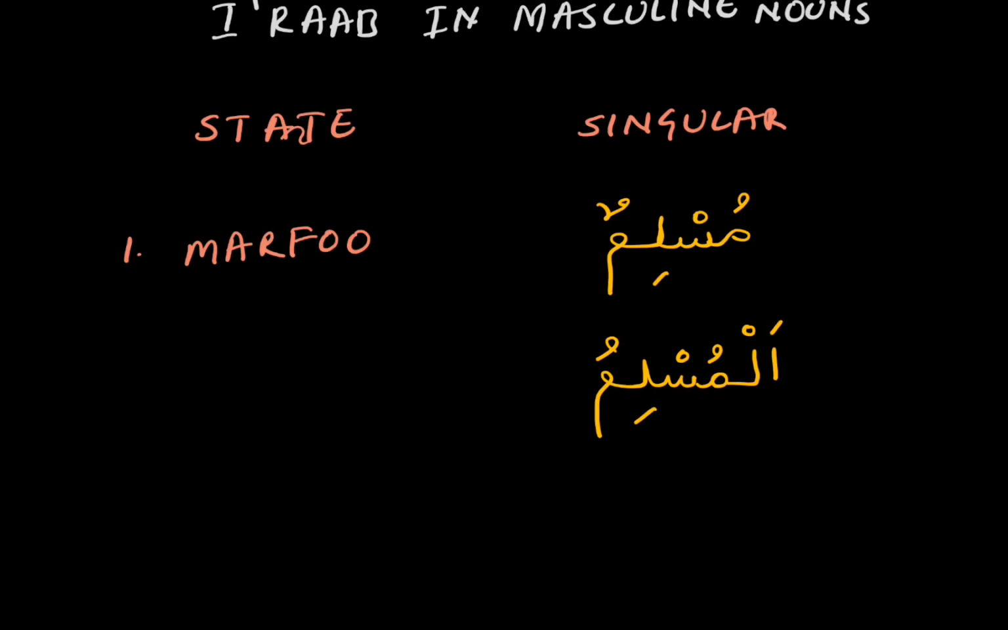So here you can see the singular noun, marfu, muslimun. By seeing the case ending, that it ends with a double dhamma, this muslimun is in the marfu state. If we add alif lam, as said earlier, the single or double dhamma will be changed to single dhamma. So muslimun, al muslimun. Both are in the marfu state in singular nouns.